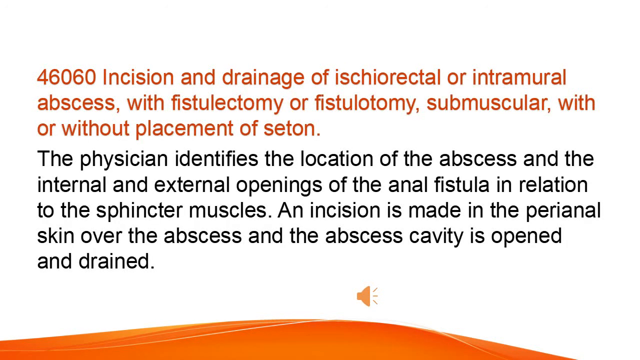Incision and drainage of ischiorectal or intramural abscess, with fistulectomy or fistulotomy, submuscular, with or without placement of seton. The physician identifies the location of the abscess and the internal and external openings of the anal fistula in relation to the sphincter muscles. An incision is made in the perianal skin over the abscess and the abscess cavity is opened and drained.